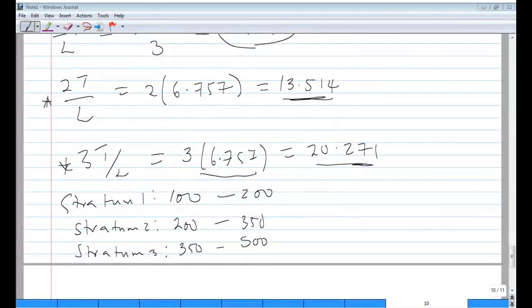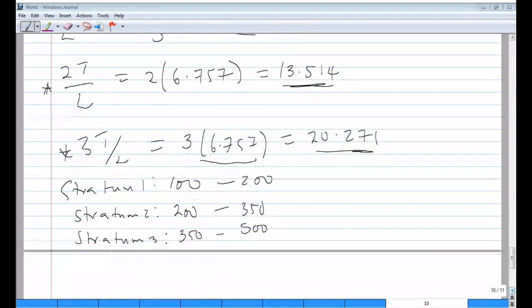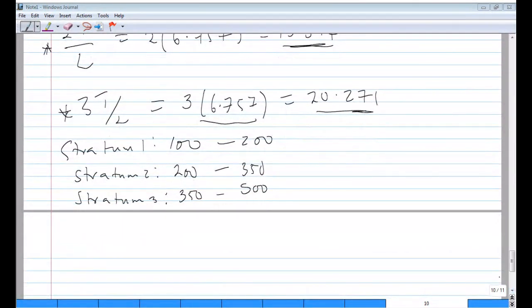So it depends on the number of strata according to the question. They say L equal to 3. If they said L equal to 4, we were supposed to go further and find what? 4T over L, and find the value and so on. I think it's clear.